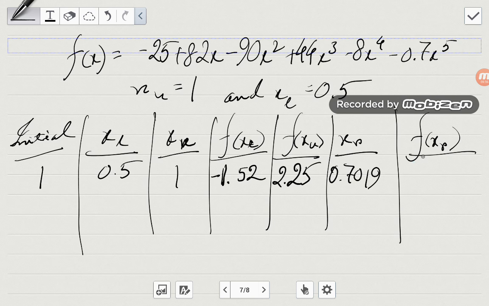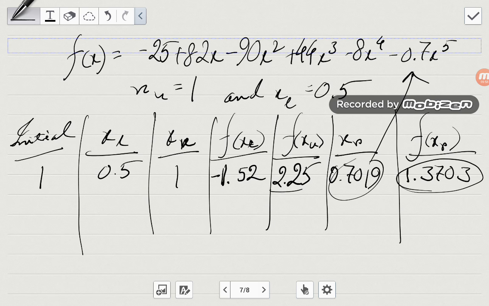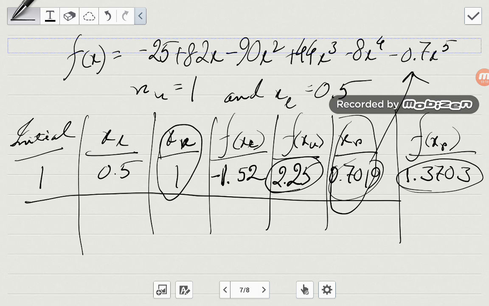Now we'll plug this value into the equation to get f of xr, which evaluates to 1.3703. Now as you can see, this is a positive value, and f of xu also evaluated to a positive value, so we replace xu over here with the value of xr we obtained, in the next iteration.